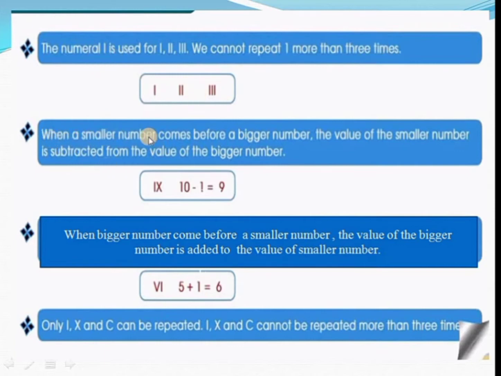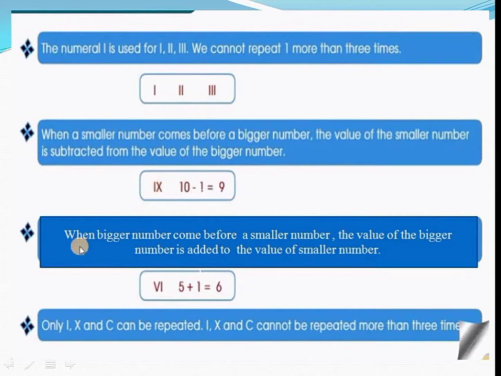Next one: when a smaller number comes before a bigger number, the value of the smaller number is subtracted from the value of the bigger number. See here, children, I is the smaller number and X is the bigger number, 10. X is 10 and I is 1. The smaller number comes before the bigger number, so the smaller number is subtracted from the bigger number. So 10 minus 1 is equal to 9. Always, when a smaller number comes before the bigger number, you have to subtract.